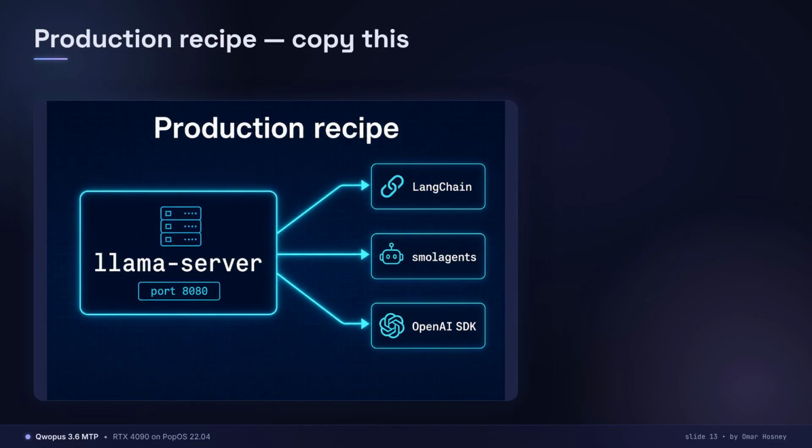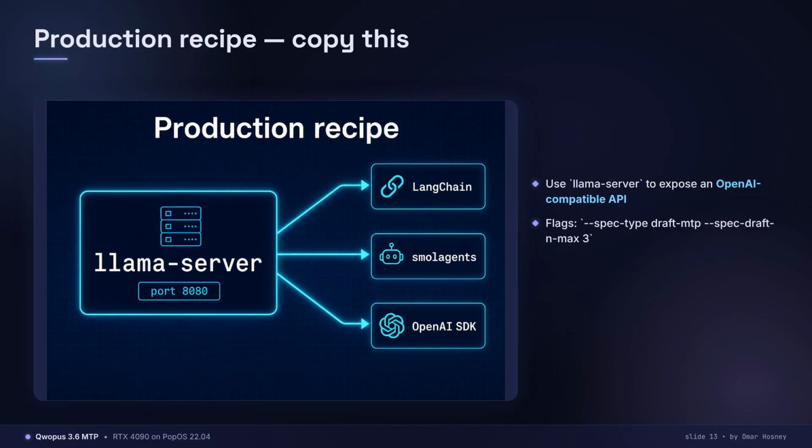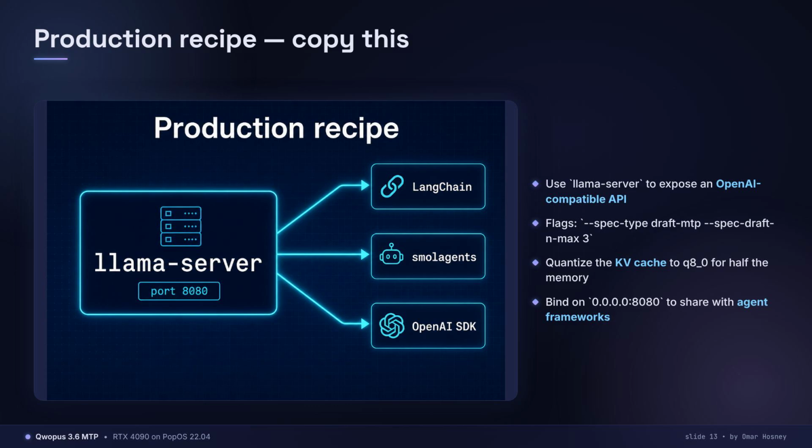Use the Llama server, which exposes an OpenAI-compatible API on port 8080. So anything that talks to OpenAI, LangChain, small agents, the OpenAI Python SDK, can drive this model with a single base URL change. The flags that matter most are --spec-type draft-mtp and --spec-draft-max 3. Also quantize the KV cache to q8_0. That halves your memory use with no measurable quality drop at sensible context lengths. Bind on 0.0.0.0 so your agent frameworks on other machines can reach it too.